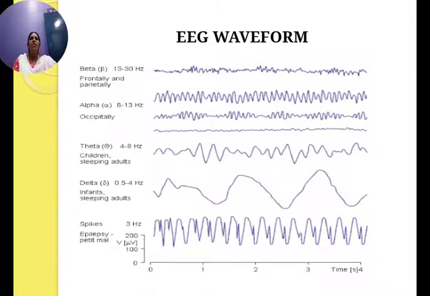Then we have theta, which is from 4 to 8 Hertz. Children and sleeping adults also have this type of waveform. Then we have alpha, which is from 8 to 13 Hertz. It is in the occipital region, where the spikes are generated. Then beta is between 13 to 30 Hertz and it is in the frontal and parietal region. So these are the EEG waveforms, the frequency bands and the waveform pattern in the various frequency ranges.